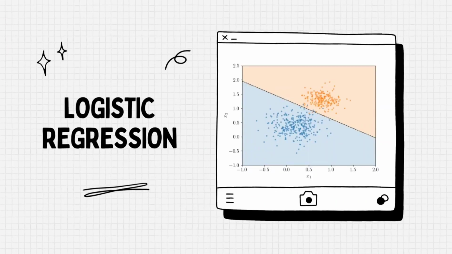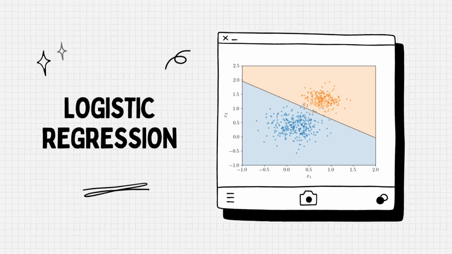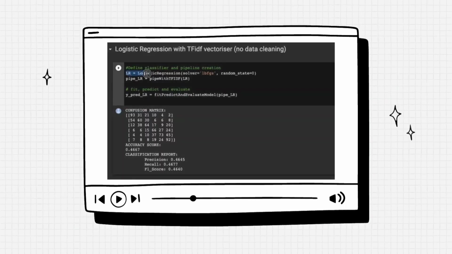We used the result of TF-IDF to train some basic models starting with logistic regression. Here you can see our code. We first defined the model and chose the hyperparameters, then we created a pipeline containing TF-IDF and the model chosen. We fit, predict and evaluate the model with a function created beforehand. The results obtained are here with an accuracy of about 0.47.